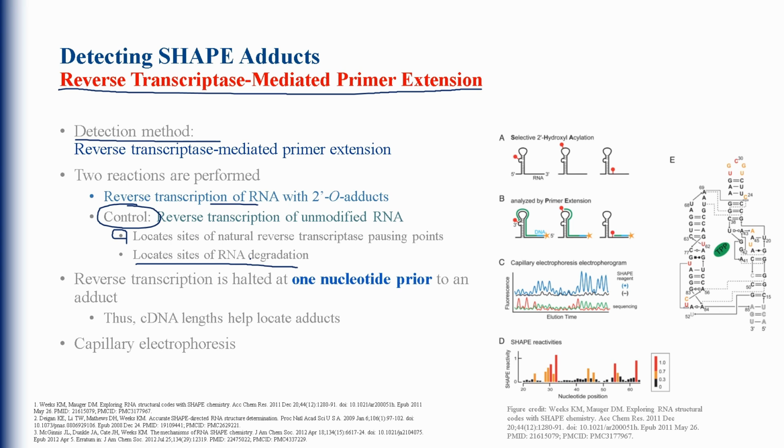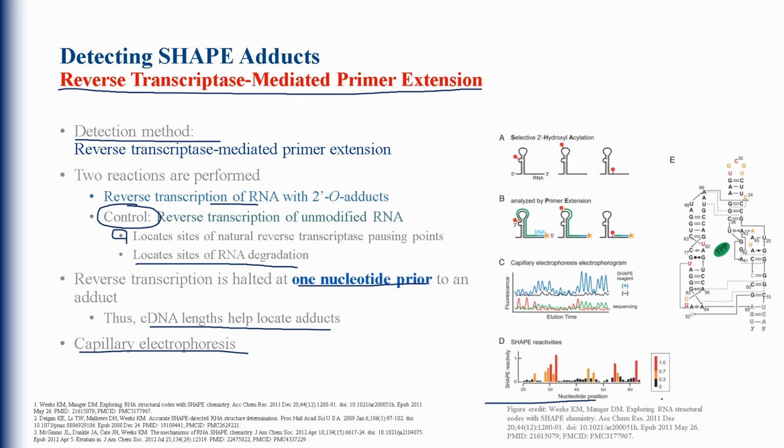Now, reverse transcription is halted at one nucleotide prior to a 2' oxygen adduct. And so the cDNA lengths will help locate those adducts. When you do reverse transcription, you get the cDNA, obviously, and then that will help locate those 2' oxygen adducts that have been formed. Now, the typical way that SHAPE is done is through the use of capillary electrophoresis.